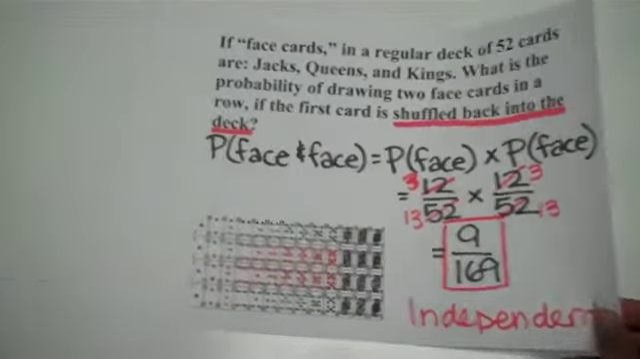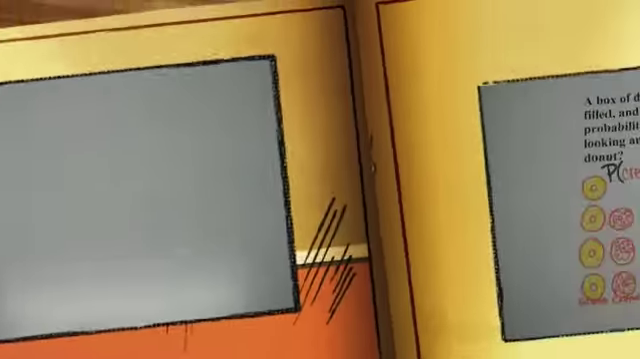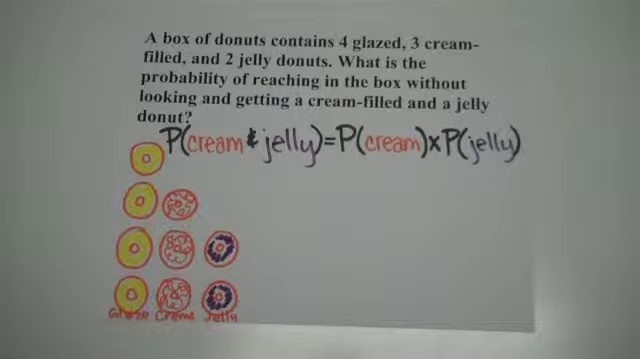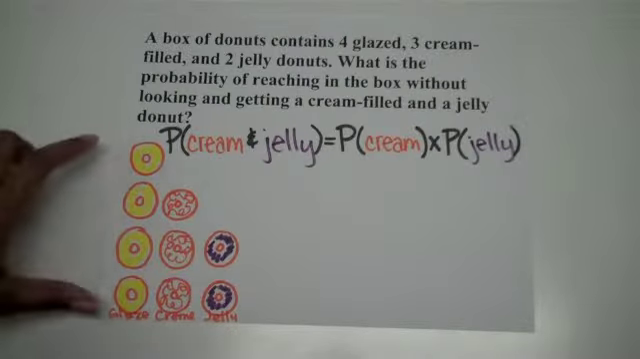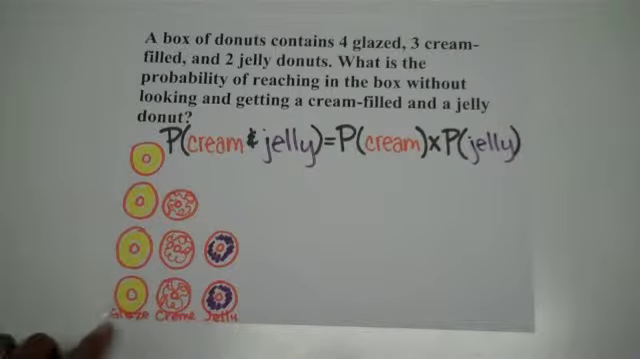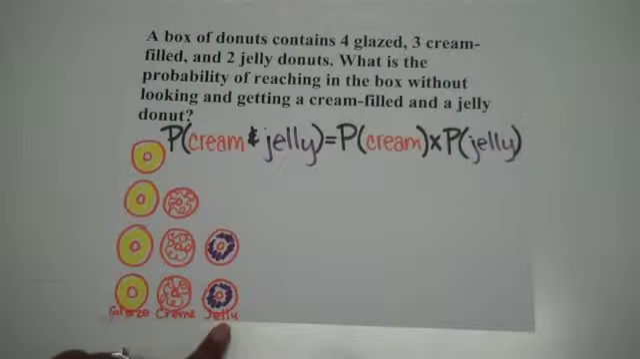Alright, let's go ahead and look at another example. Alright, so our next example, a box of donuts contains 4 glazed, 3 cream filled, and 2 jelly donuts. What's the probability of reaching in the box without looking and getting a cream filled and a jelly donut? Okay. Well, I'm not the best artist, but I got my donuts drawn over here. 4 glazed, 3 cream, 2 jelly.